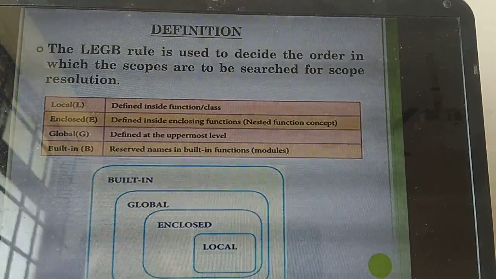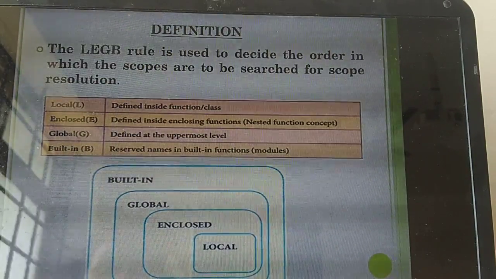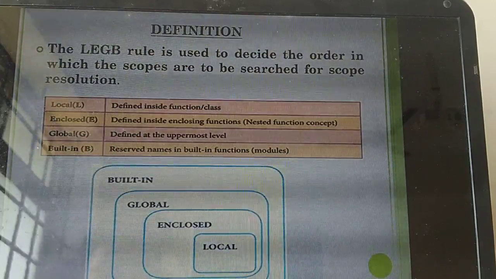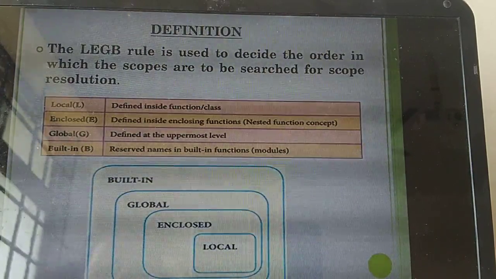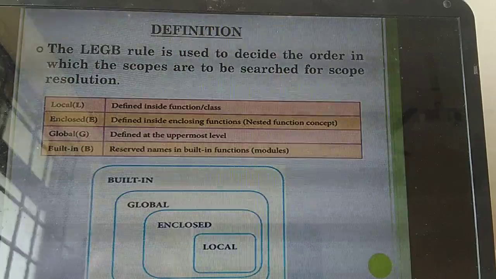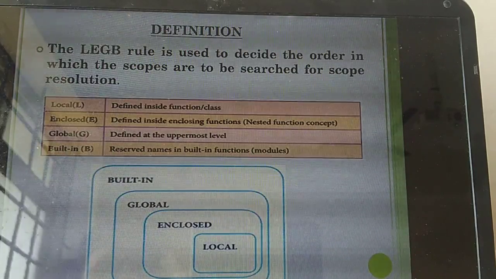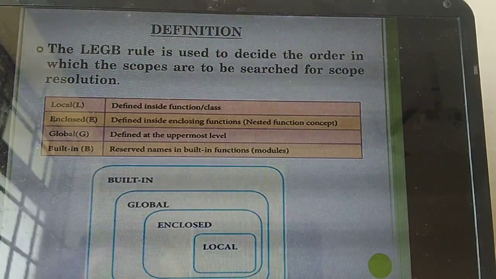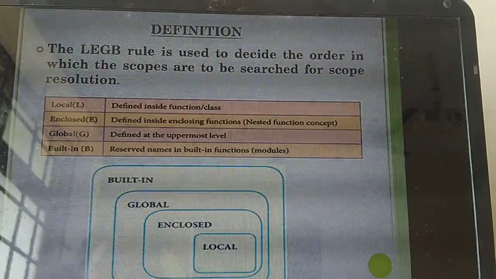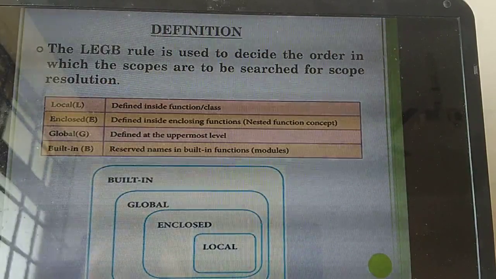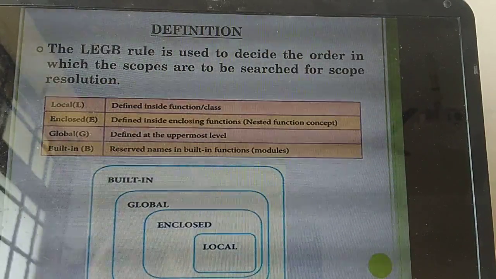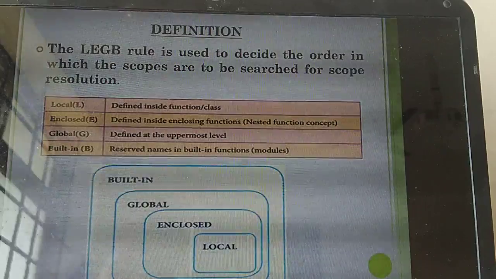Before we study the LEGB rule, let us recall what we discussed yesterday. One important question in the scoping chapter is the LEGB rule, isn't it? Before going to study the LEGB rule, just recall what you mean by scope.